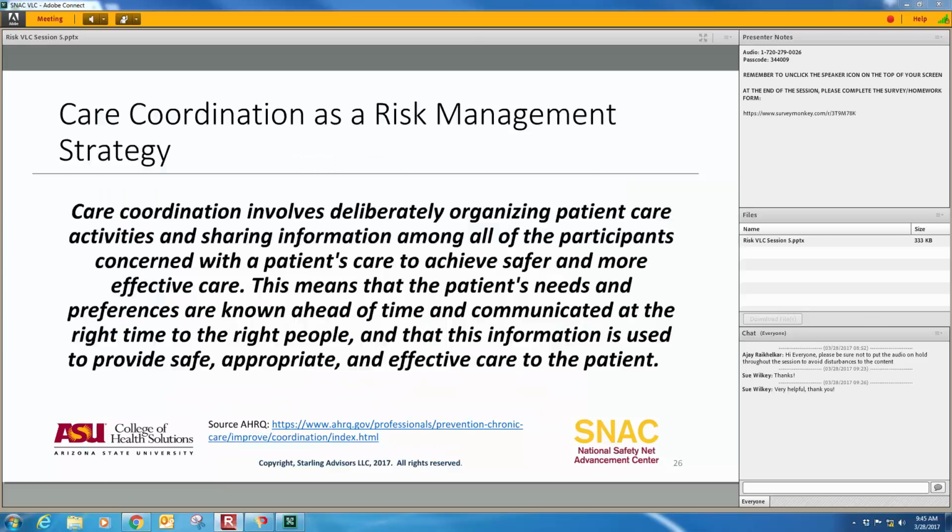There we go. So care coordination as a risk management strategy focuses on the deliberate organizing of patient care activities across a continuum of providers who are working to support that patient's care. And so that means that patient really has an internal advocate who's helping to line up their preferences and needs and communicating across a care team and a continuum of providers to be able to bring that care to the patient.